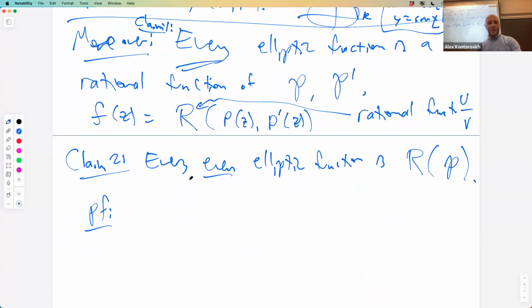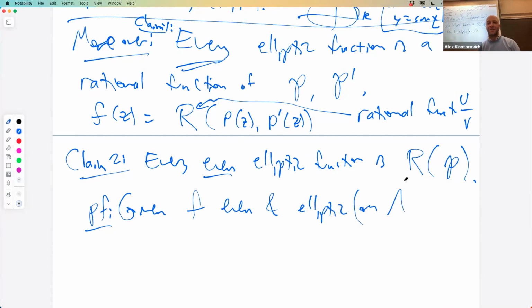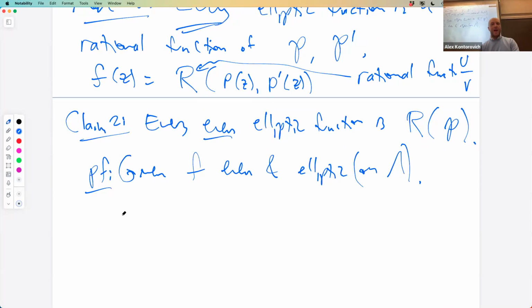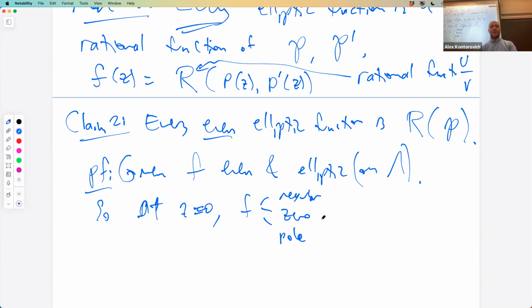Okay. So my claim is that you give me any elliptic function. So we're given f that is even and elliptic, again, with respect to some fixed lattice lambda. Because it's even, let's think about f at 0. So at z equals 0, we have three options. F is either regular, in other words, neither 0 nor a pole, or it could have a 0, or it could have a pole. And that 0 or pole has some order. If it's a 0, it has to be an even order 0. And same thing if it has a pole. It has to have an even order pole.